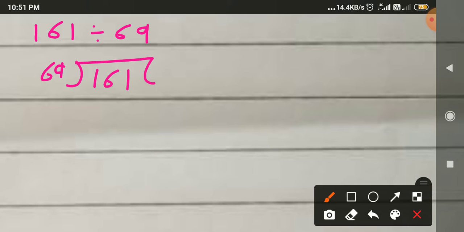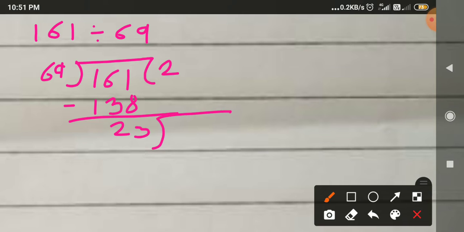So first of all, 69 ones are 69 and 69 twos are 138. So here 138. Okay, we are doing the division. 1 minus 8 is not possible. 11 minus 8 is equal to 3. 5 minus 3 is equal to 2. Okay, as I taught you, what do we have to do now?